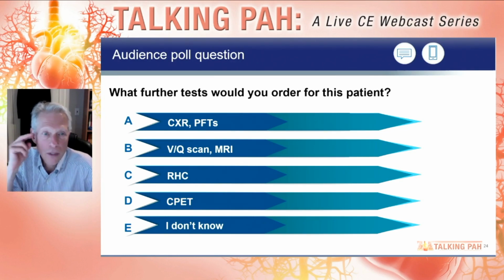And here we would ask, what further tests would you order for this patient, knowing what we've already obtained? A, a chest X-ray and pulmonary function test. B, a ventilation perfusion scan and then cardiac MRI. C, a right heart catheterization. D, a cardiopulmonary exercise test. E, it's safe to say I don't know, and I'll leave it up to the PAH center.